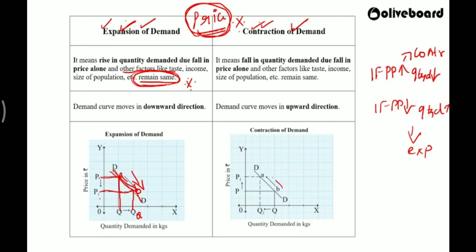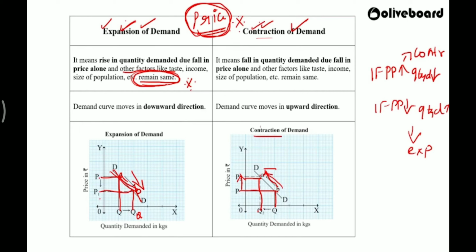Suppose I am moving in the upward direction, then it is called what? Contraction. See here, this is the price. When the price is at a lower level, my quantity demanded is more. When I increase my price, my quantity demanded comes down. So because of that, I'm moving from B to point A. So am I moving upward or downward? Upward. So when you are moving in the upward direction, it is called contraction of demand. Your demand is reducing. Yes or no?